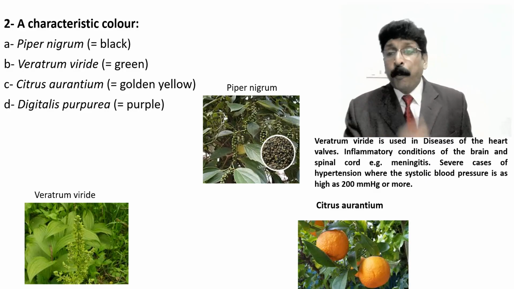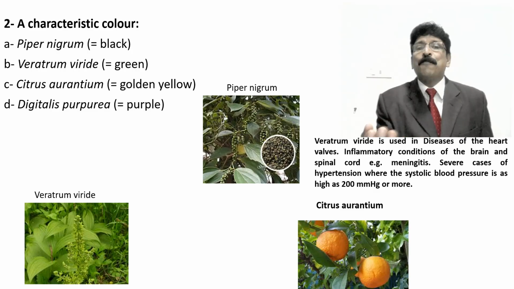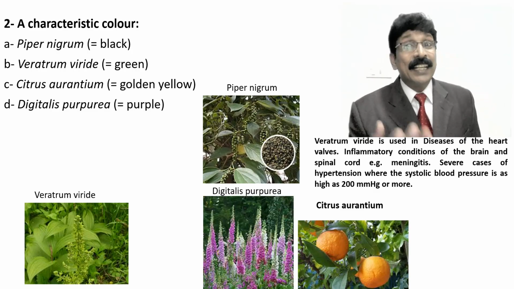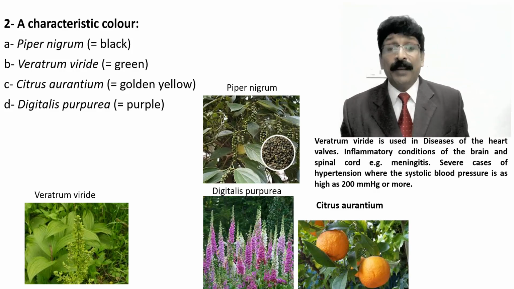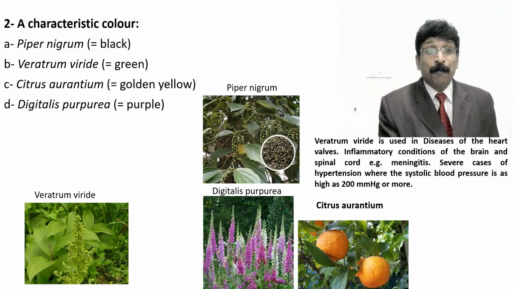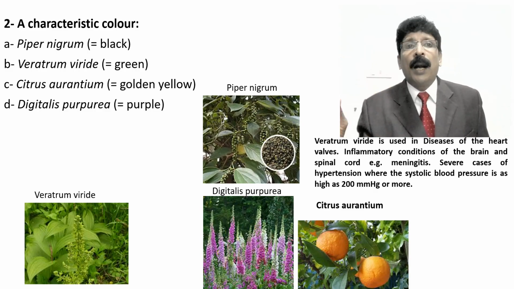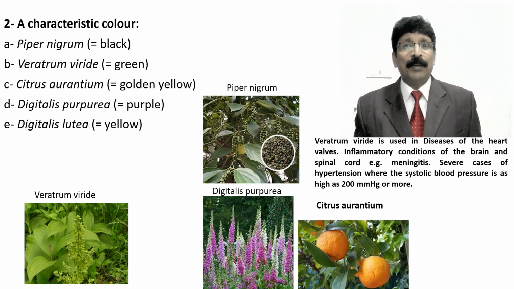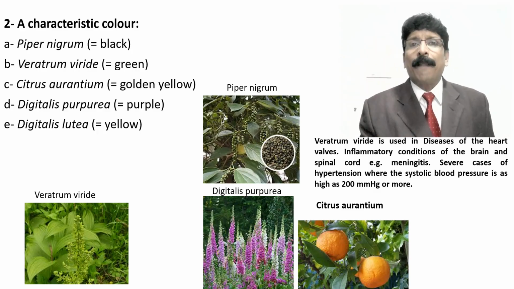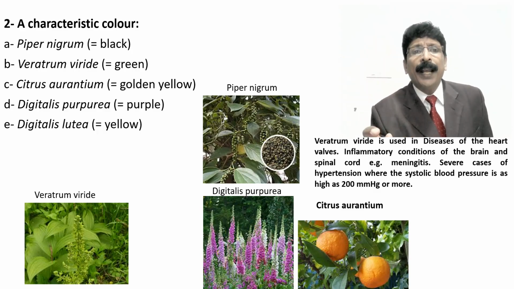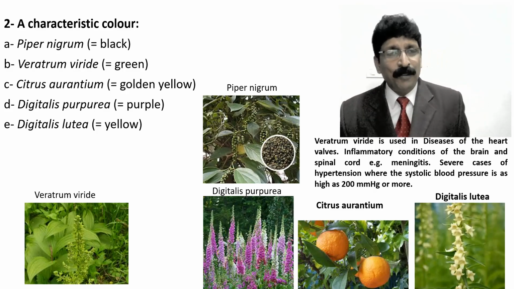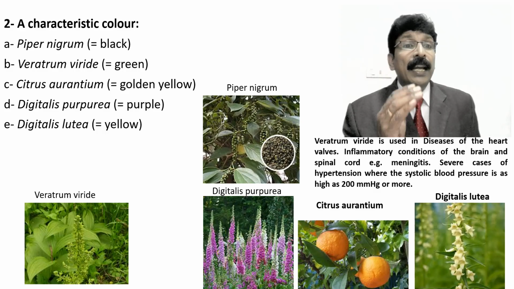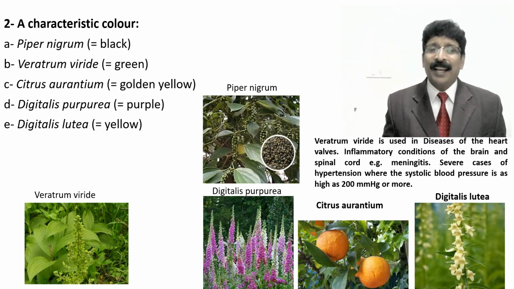Digitalis purpurea, purple color. Purpurea means purple. You see the flower? Digitalis has cardiac glycosides. For congestive cardiac failure it is used. Very interesting drug, Digitalis leaf. But the flower is a purple color. That is why it is called purpurea. Another color example, Digitalis lutea. What do you mean by lutea? Yellow color. Same, another species. The color of the flower is yellowish, that's why it is given Digitalis lutea.